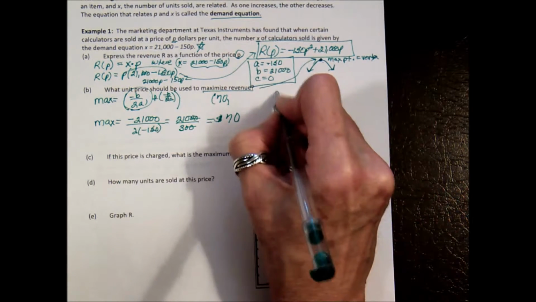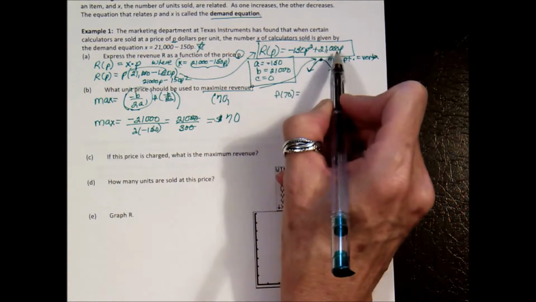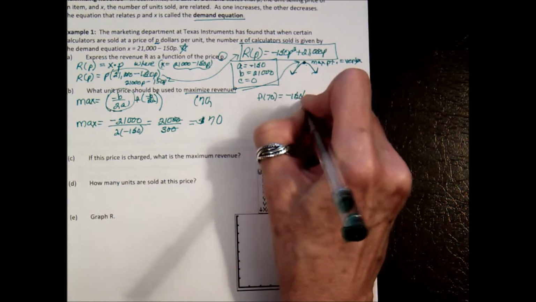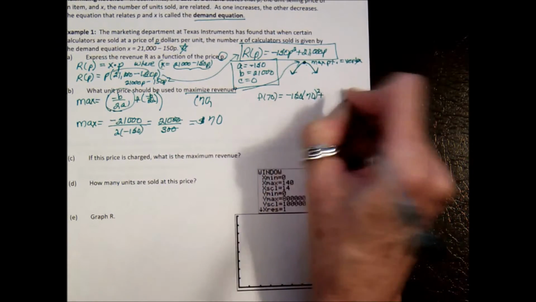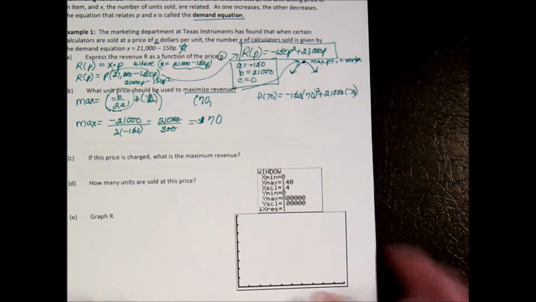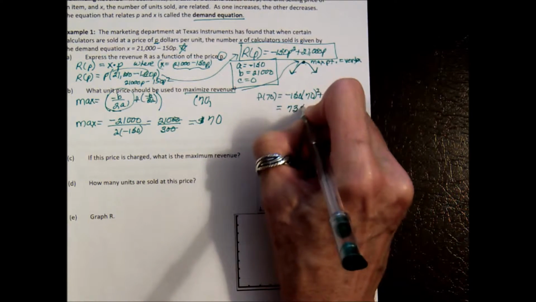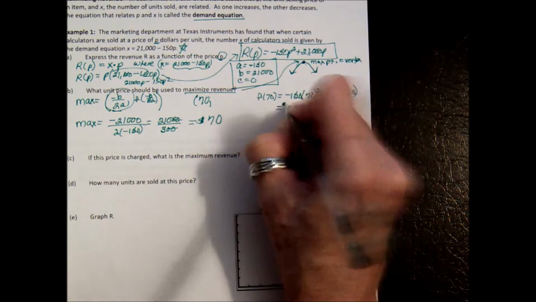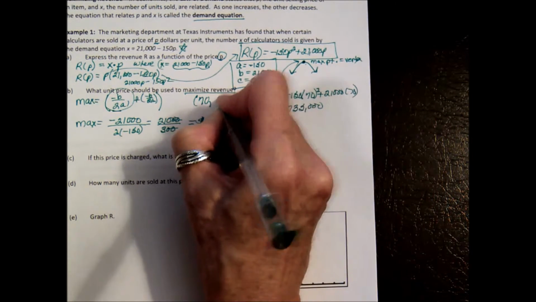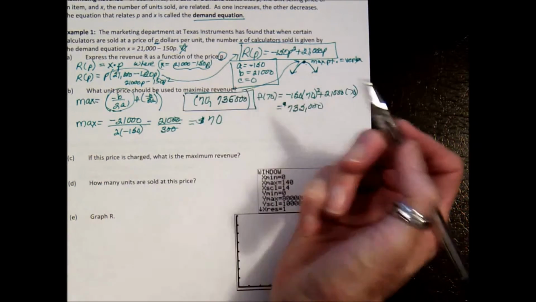So to find f of 70, I plug that into my revenue equation, and I get negative 150 times 70 squared plus 21,000 times 70. And that's just a calculator problem. And when you put that into your calculator, you get 735,000. So 735,000 is the second part of that point, the vertex point or the max point.